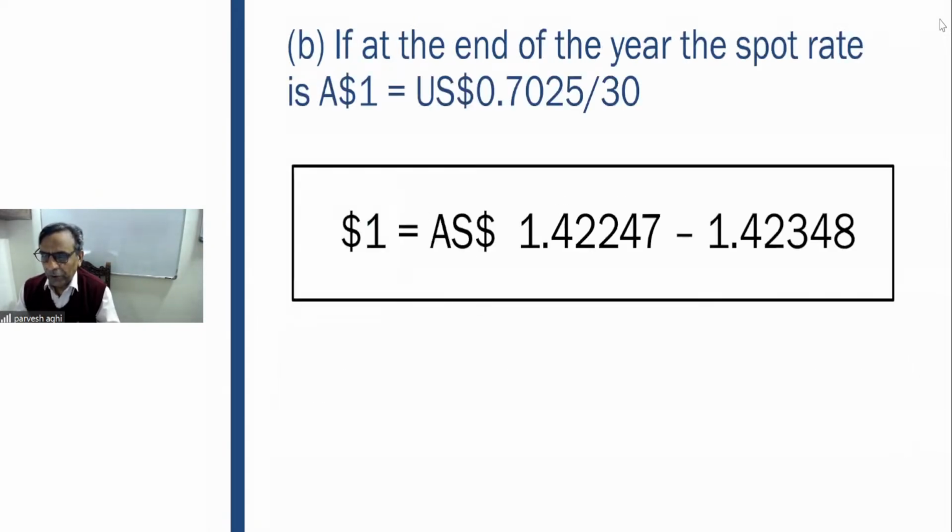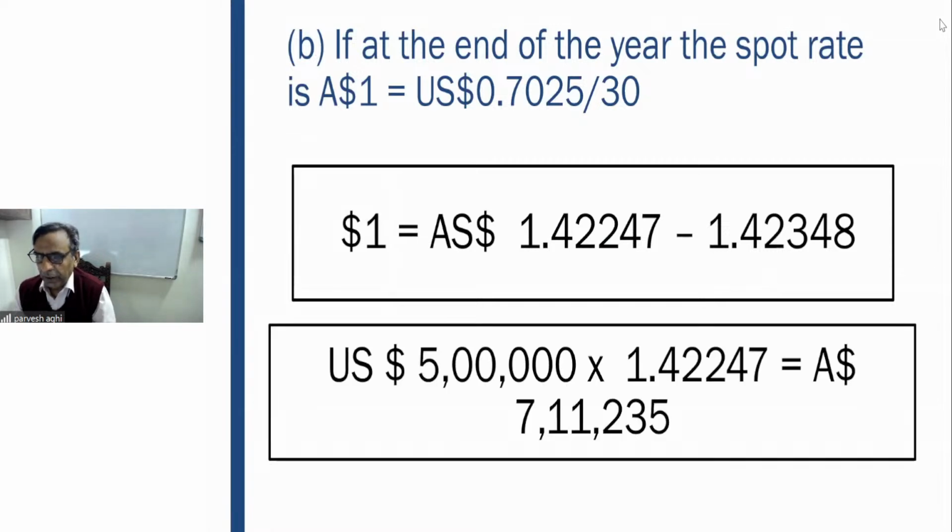Now, if the spot rate turns out to be this, which is given on the top line, just look at the header, 0.7025/30, this was the spot rate at the end of the year. We convert it into a US dollar quote by taking the reciprocal. That means 1 divided by 0.7030, and the second quote, the ask, will be 1 divided by 0.7025.